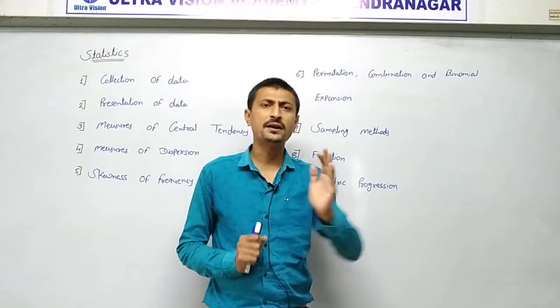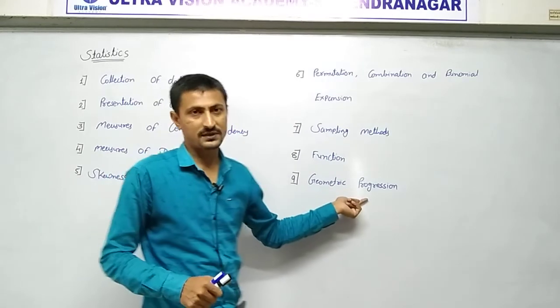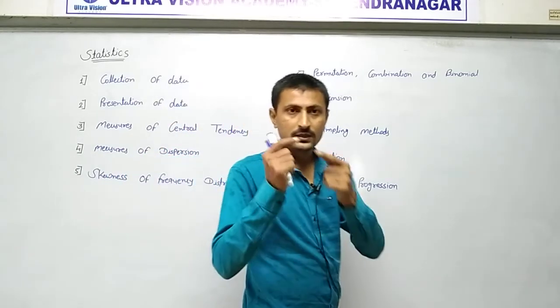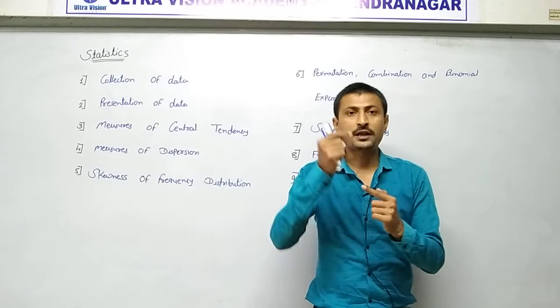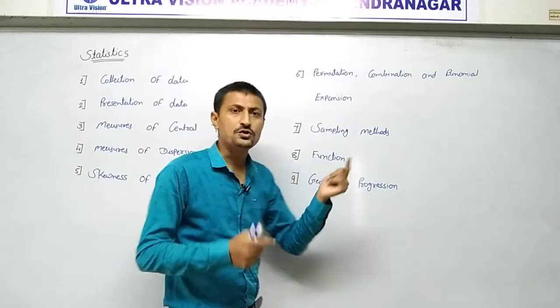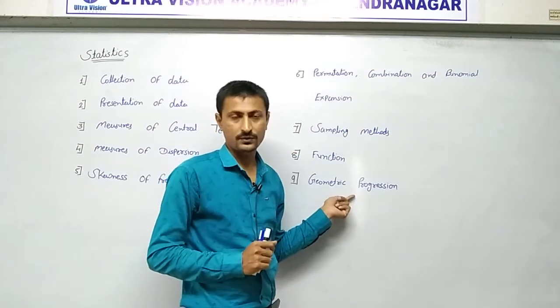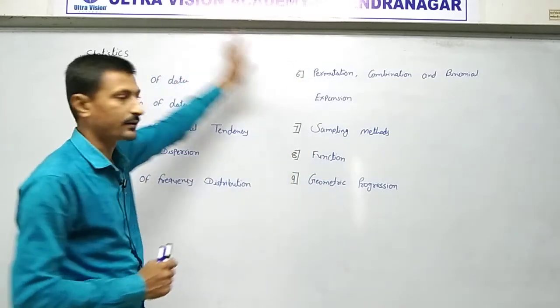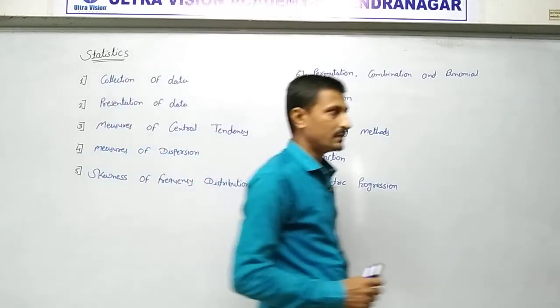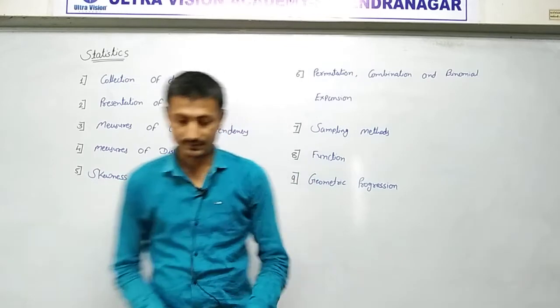One, minimum and constant function. And last, geometric progression, GP. We study AP, arithmetic progression, related formulas and sum. In this chapter, GP, geometric progression, related sums and theory. So total 9 chapters are included in this subject. Today we'll start the presentation of data, the second chapter.